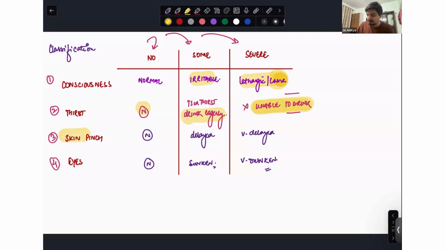The rest are easy. Skin pinch is going to be delayed in some dehydration. It's going to be very delayed as far as severe dehydration is concerned. And as far as eyes are concerned, in no dehydration everything is normal. In some dehydration, eyes will be sunken. And in severe dehydration, they'll be very sunken.